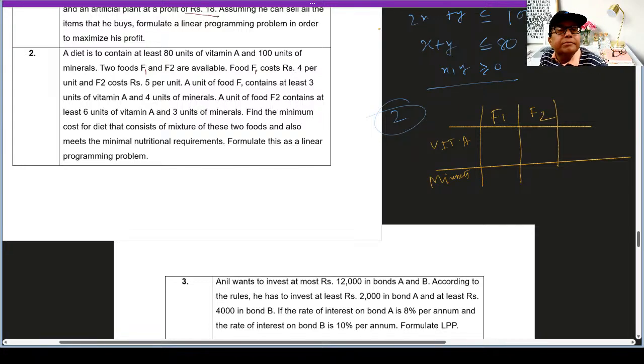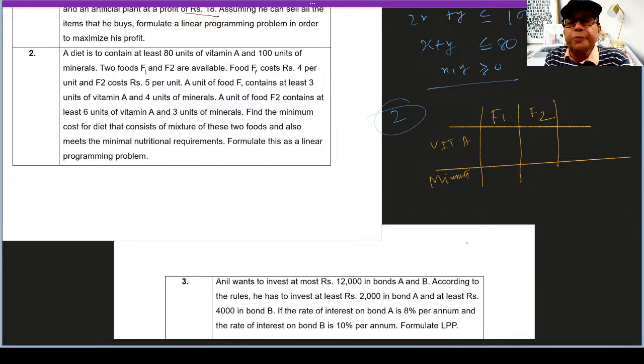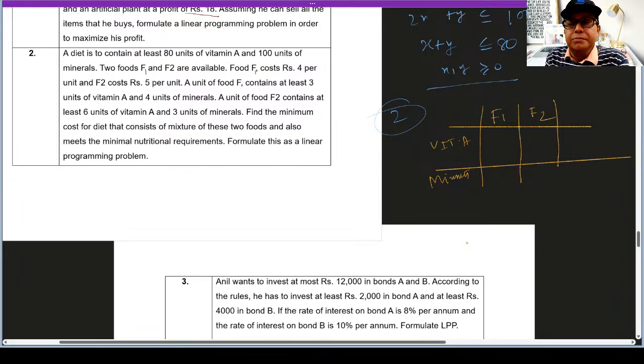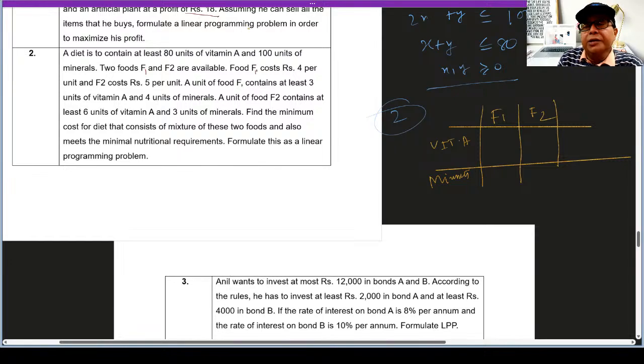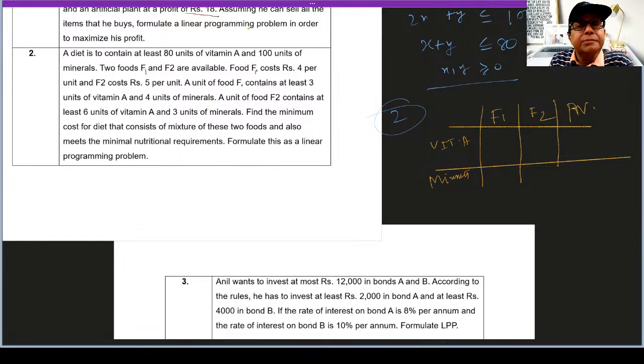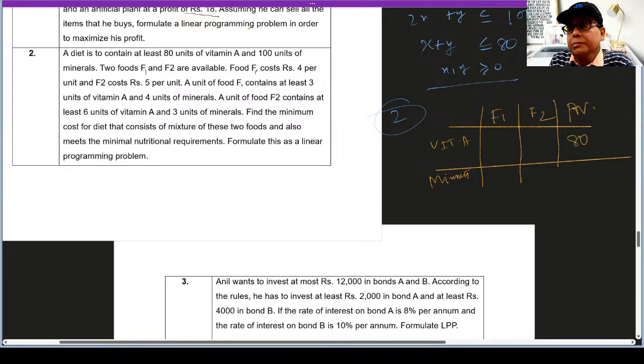Okay? Food F1 costs rupees 4 per unit. So that we'll do later. Just 80 units of vitamin A and 100 units of minerals. So availability will be what? 80 and 100 respectively.